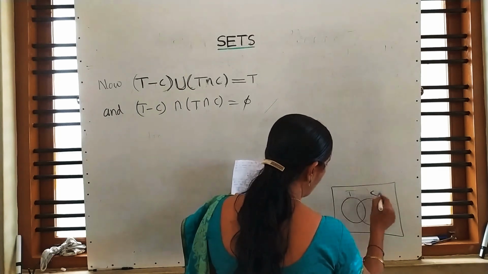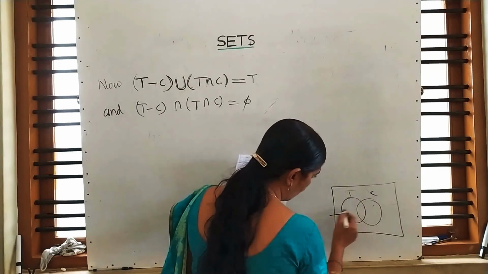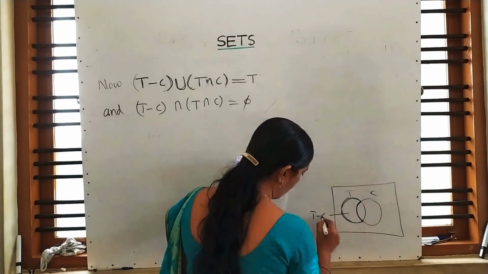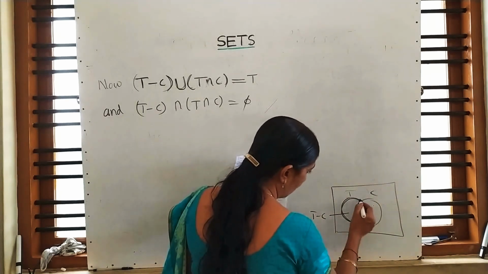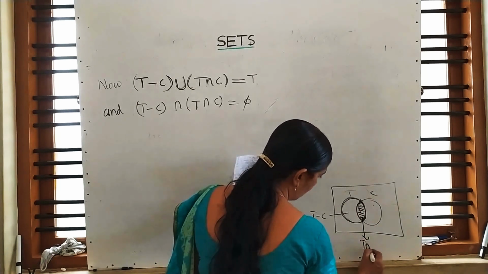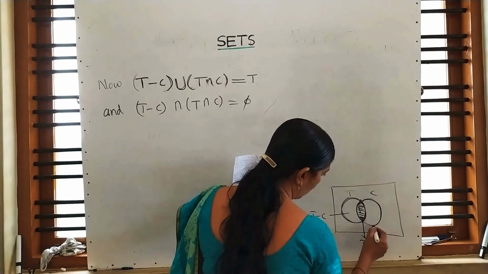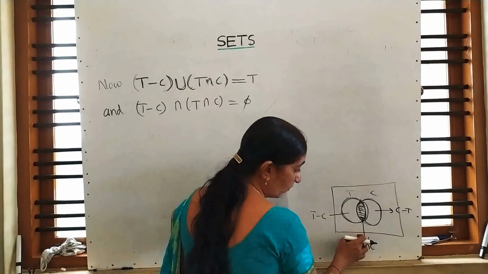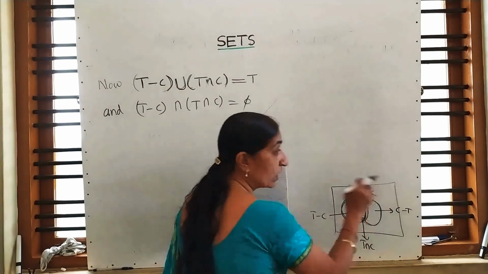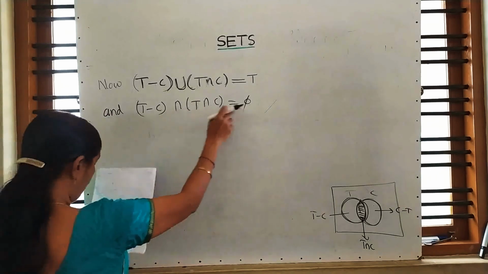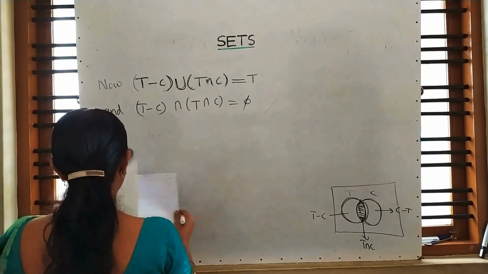Suppose this is T and this is C, any set. This part, whatever I am marking, we are calling it T minus C. And this middle part, I am marking like this, is T intersection C, and this part on the right side is C minus T. These two are disjoint, they are mutually disjoint. That means there are no common elements. That's why I am writing their intersection is null set. Is it clear or what?